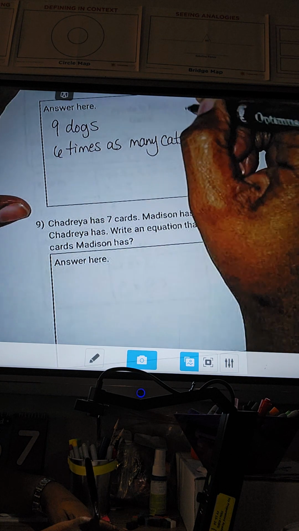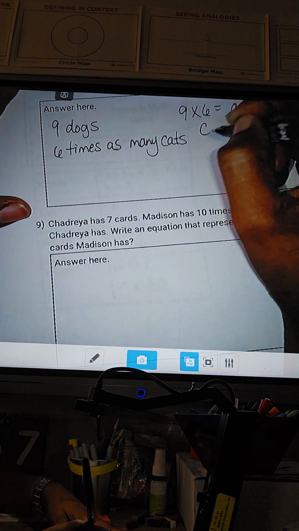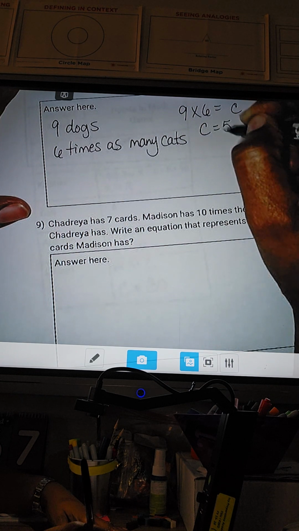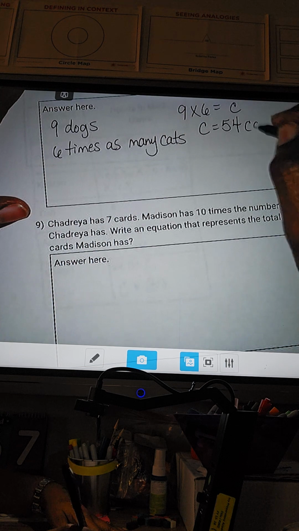So that tells me that 9 times 6 equals C. C equals 54 cats.